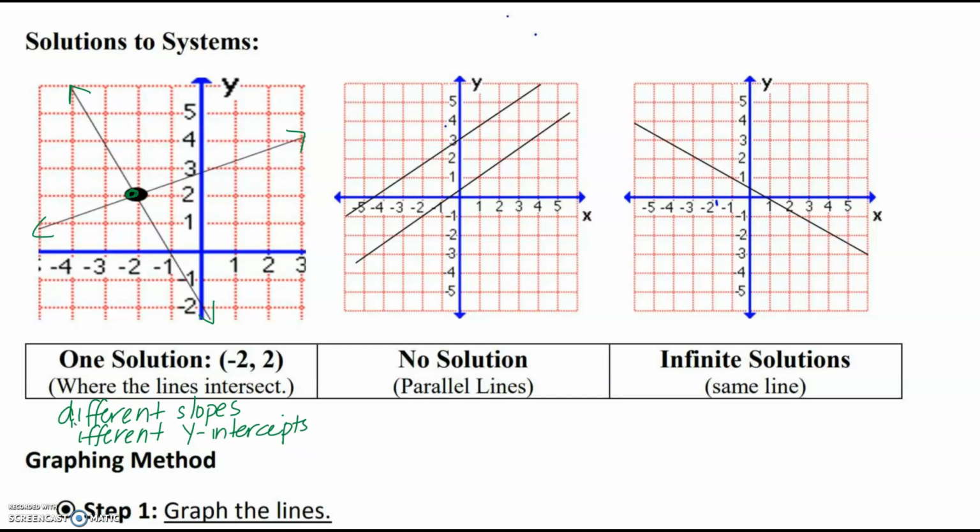Okay. The next type of solution you might have when you graph is no solution. They're parallel lines. Well, what is true about the slopes of parallel lines? If you remember, you will have the same slope, but different y-intercepts.